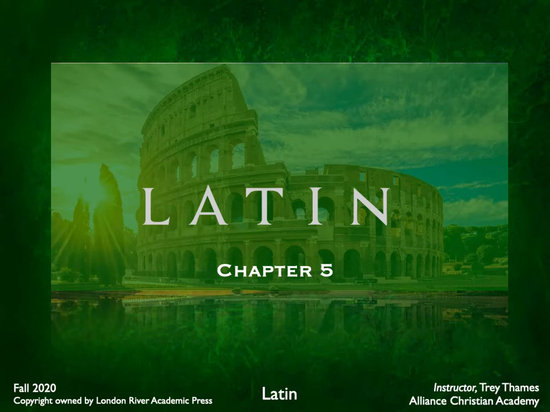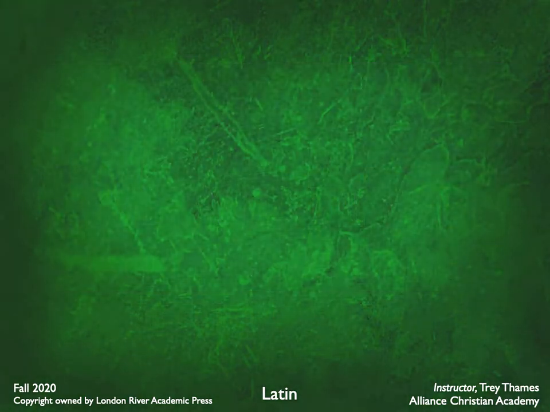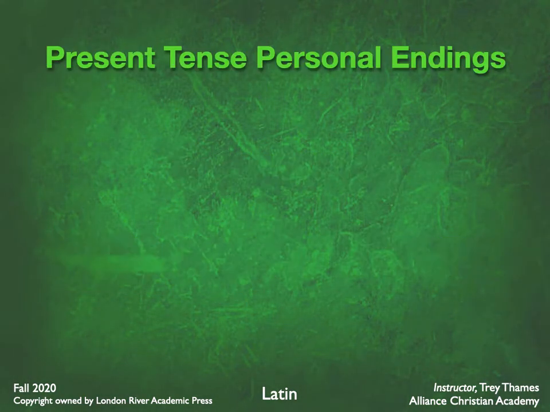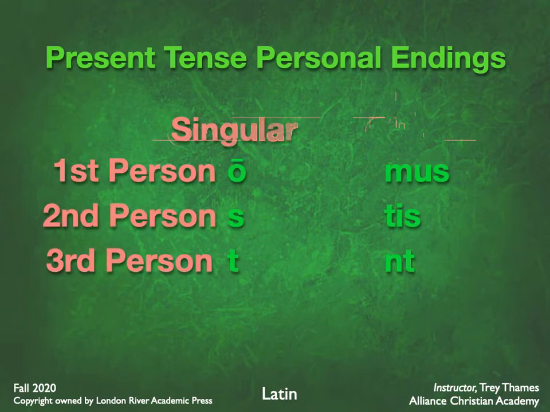Okay, this is chapter 5. Let's do some review. This chapter is on verbs, but let's do a little bit of review here. You've already learned present tense personal endings, and they are of course o, s, t, mus, tis, nt.